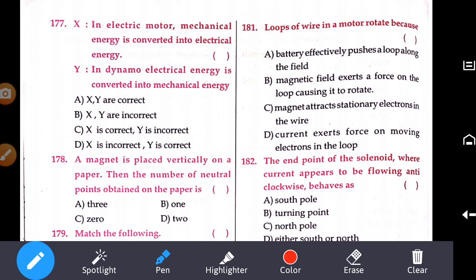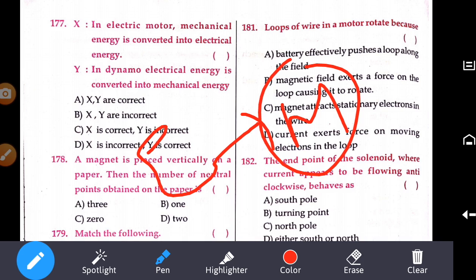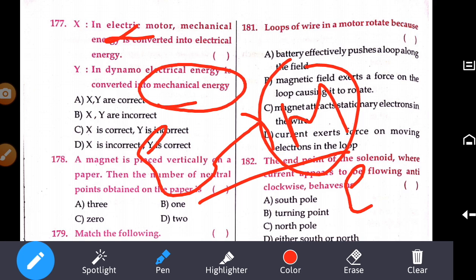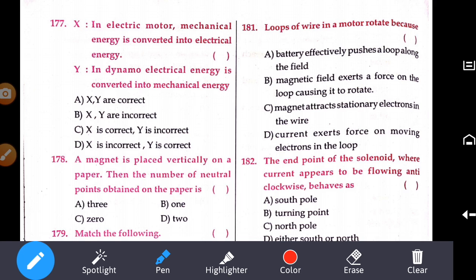Okay, 177th question. X. In electric motor, mechanical energy is converted into electrical energy. In motor, mechanical to, sorry, electrical to mechanical takes place, because motor means what? The coil will be rotating. Rotating means what? Mechanical energy. So electrical to mechanical takes place. They have given mechanical to electrical. So X itself is wrong. In dynamo means what? Generated. In generator, electrical energy should be generated. They have given mechanical energy, that is wrong. So X and Y both are wrong. So option number B, X and Y are incorrect.